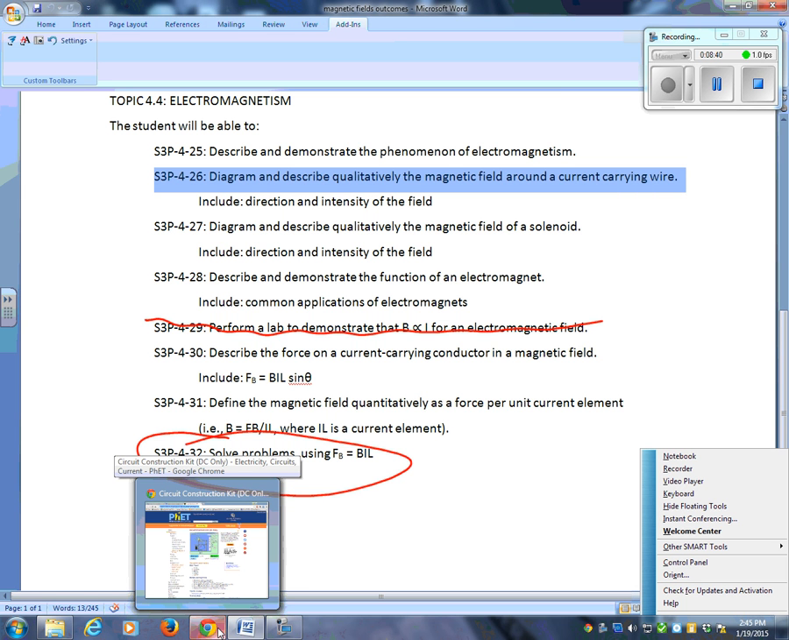Okay. What order should we do this? Let's do the magnetic flip-flop one, then we'll do the quiz. Let's do this one next.